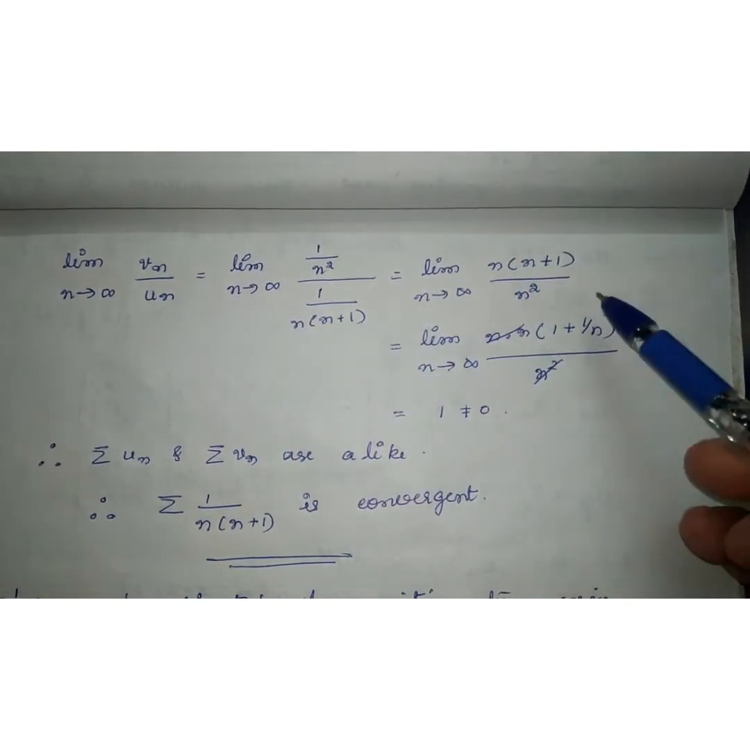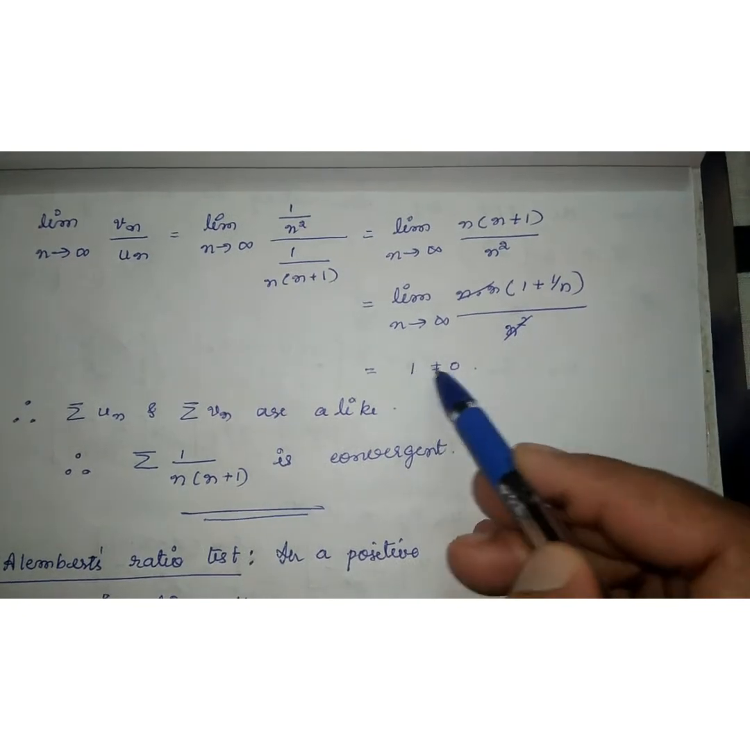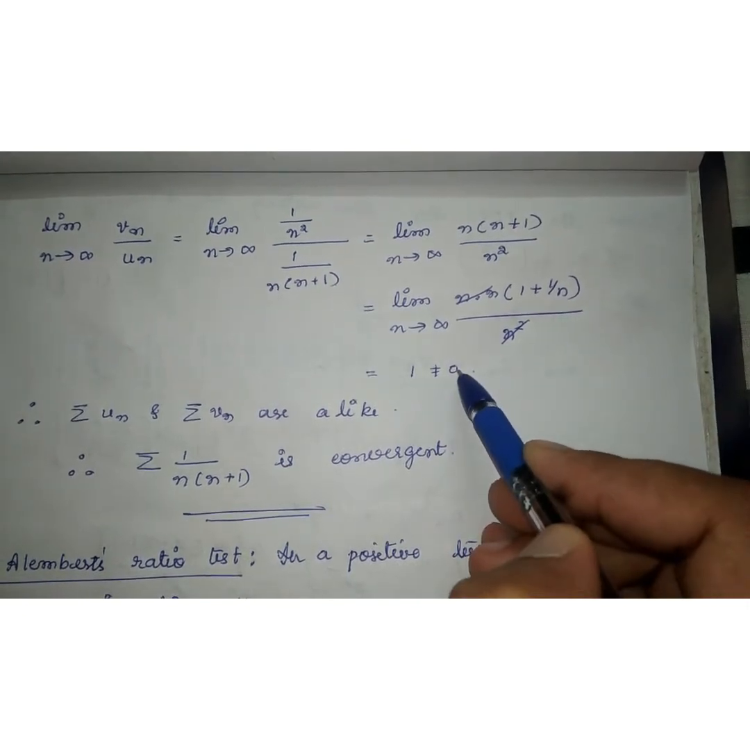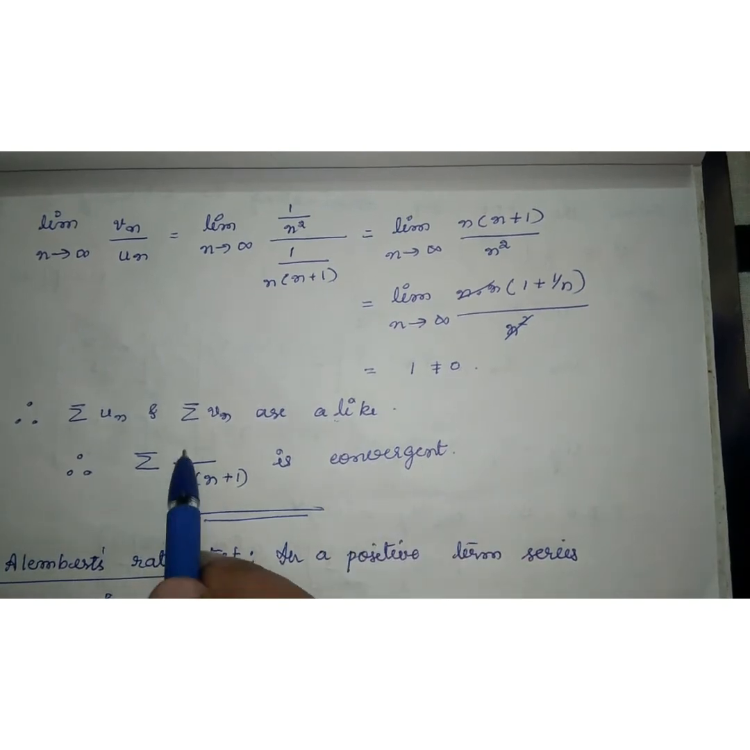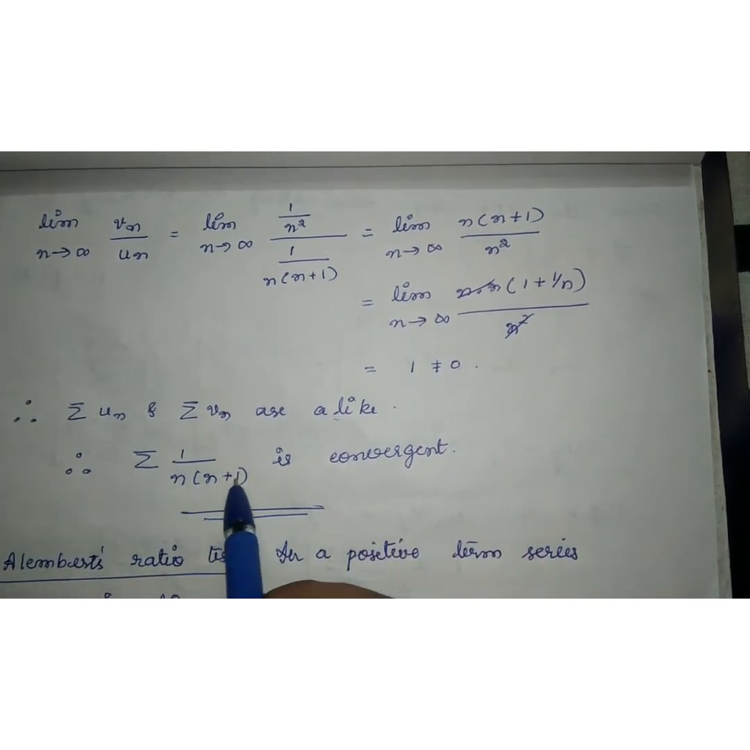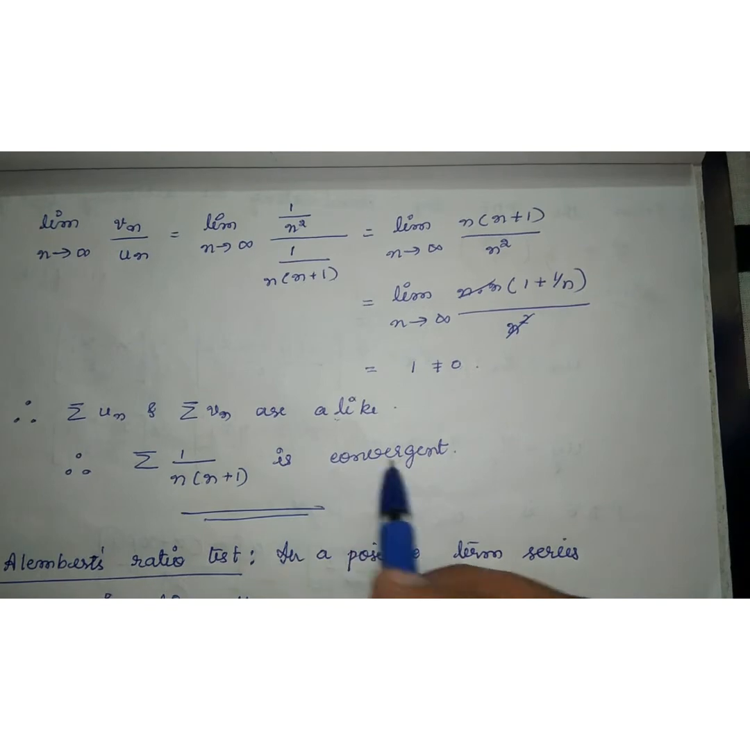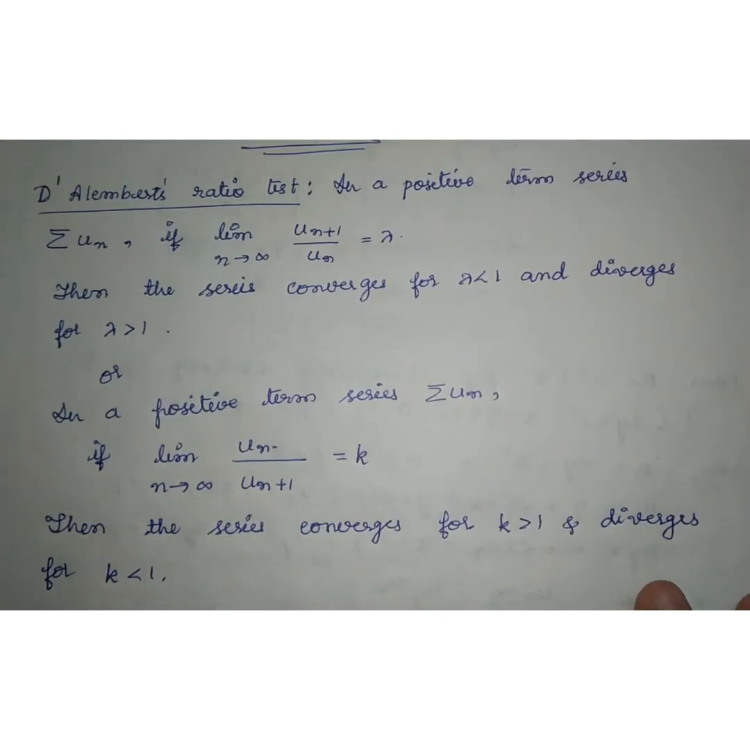So when you find the limit here, you get 1 which is not equal to 0. So we can say that the series are alike. So 1 by n into n plus 1, the given series, is also convergent.